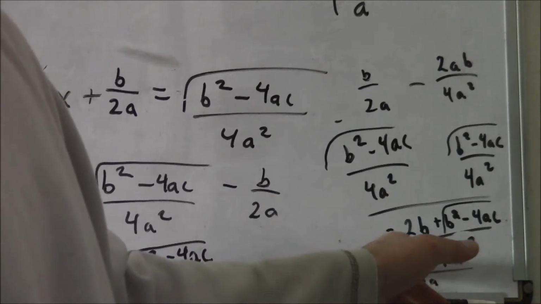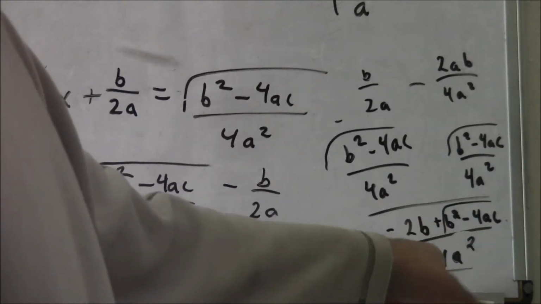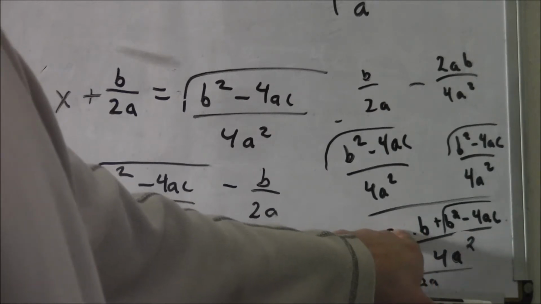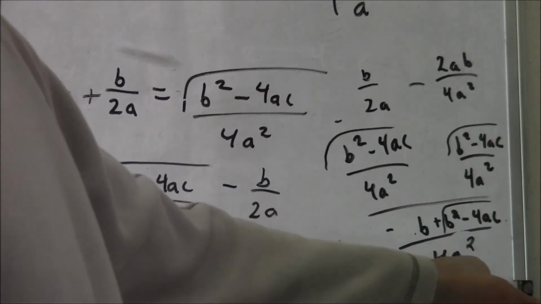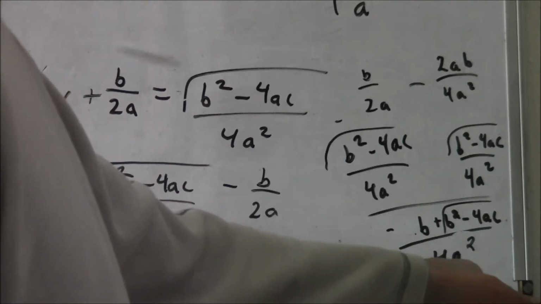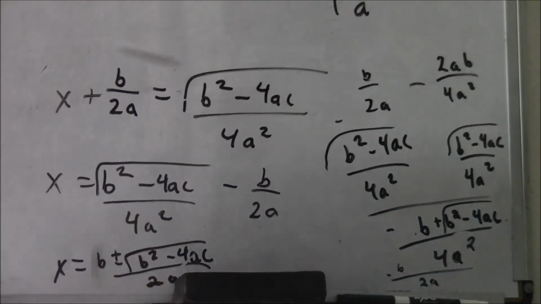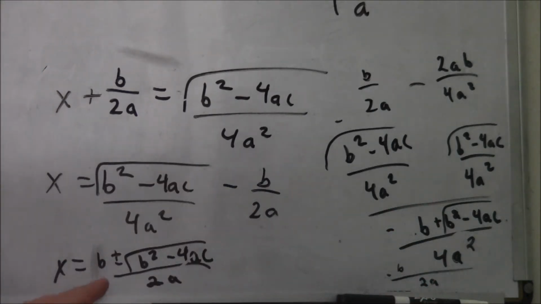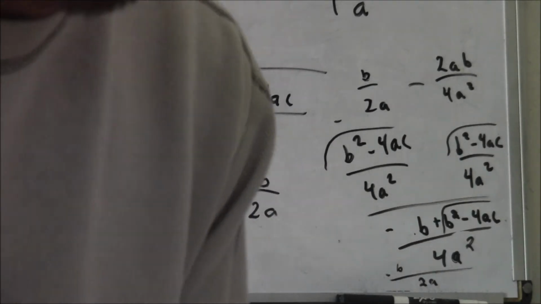So, you have negative b. What you end up with over here is, take that 2 away, you have negative b plus radical b squared minus 4ac over, and then down here you have 2a. So when you rewrite it, x equals negative b plus or minus radical b squared minus 4ac over 2a, and that is your quadratic formula.